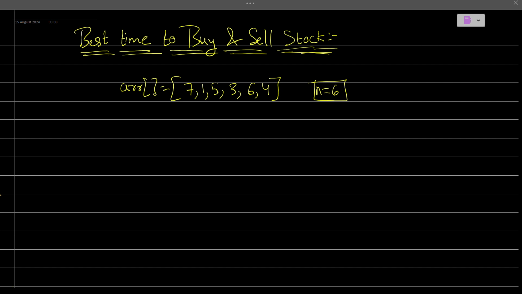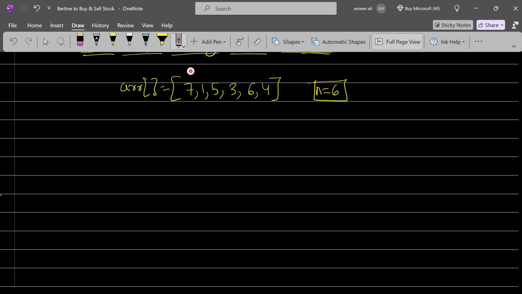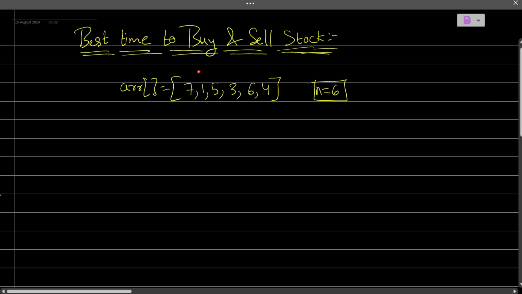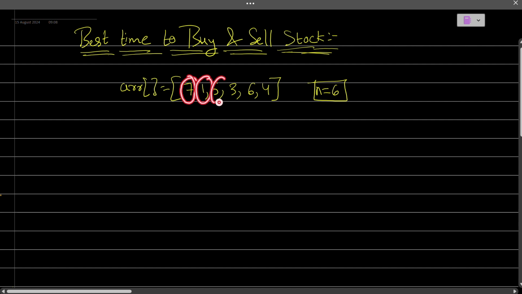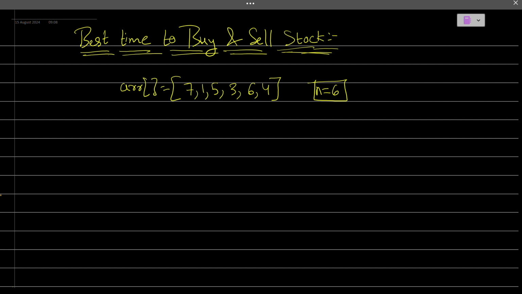What it states is, this is the day. This is the first day, this is the second day, this is the third day, fourth day, fifth day, and this is the sixth day. There is a sixth day, right? Okay.